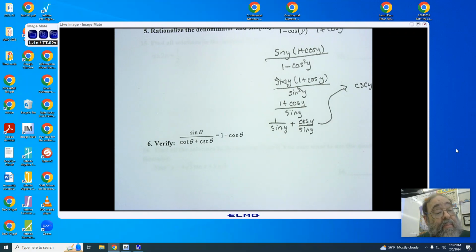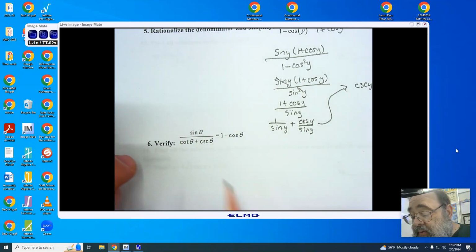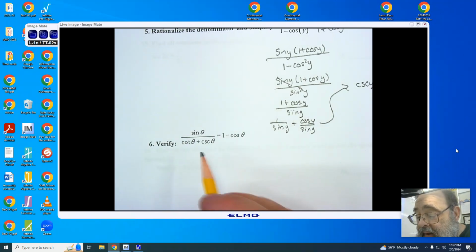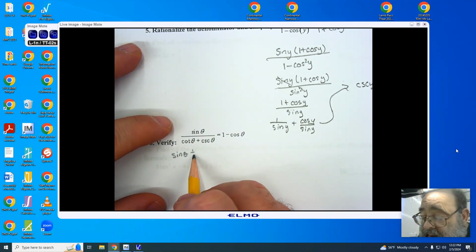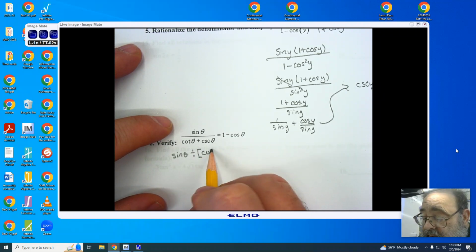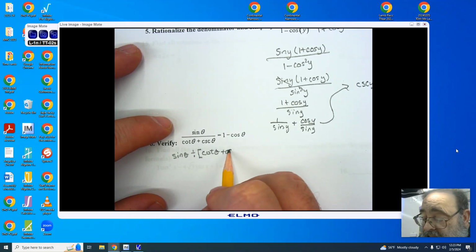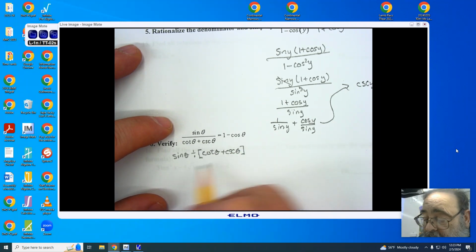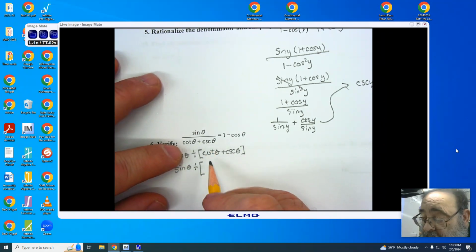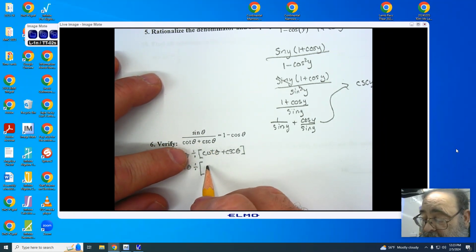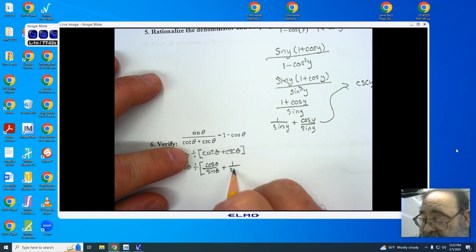Number 6 is asking me to verify. Once again, we're going to try and make it look like the right side. So I'm going to rewrite this as the sine of theta divided by this sum, cotangent of theta plus cosecant of theta. That's the sine of theta divided by, now going to change them into their reciprocal and ratio identity. So cosine of theta over sine of theta, plus 1 over the sine of theta.